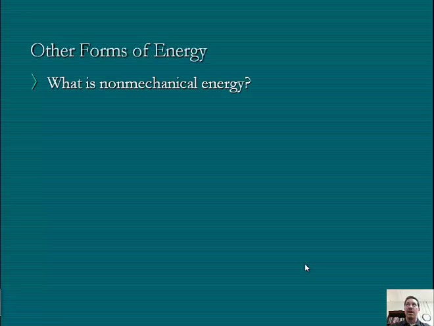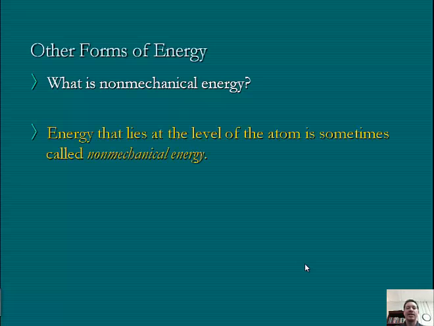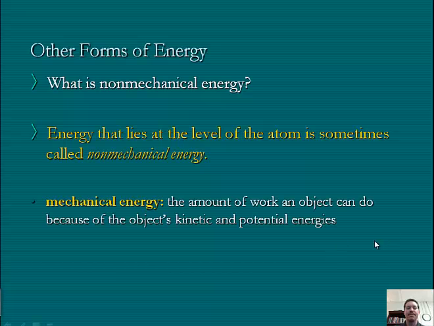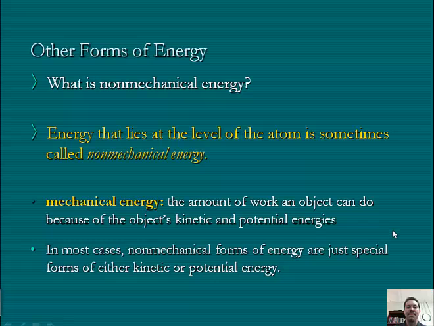All right, so we've got other forms of energy. So what is non-mechanical energy? Energy that lies at a level of the atom is sometimes called non-mechanical energy, whereas mechanical energy is the amount of work an object can do because of the object's kinetic and potential energies. This is more on a larger scale of what we can observe and quantify and measure, so that would be mechanical energy. In most cases, non-mechanical forms of energy are just special forms of kinetic or potential energy. We have to treat them a little bit differently.